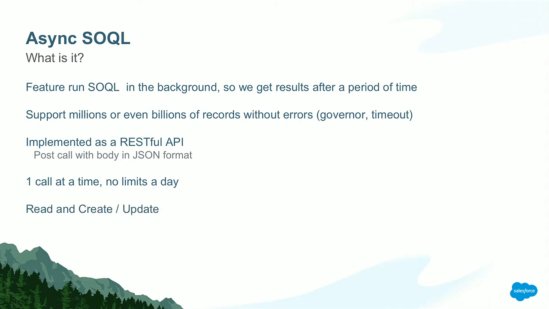Let's start talking about the type of object that we can use with Async SOQL. For that, let us start with this information. Async SOQL is going to read and create or update records in a single call. However, delete is not available.